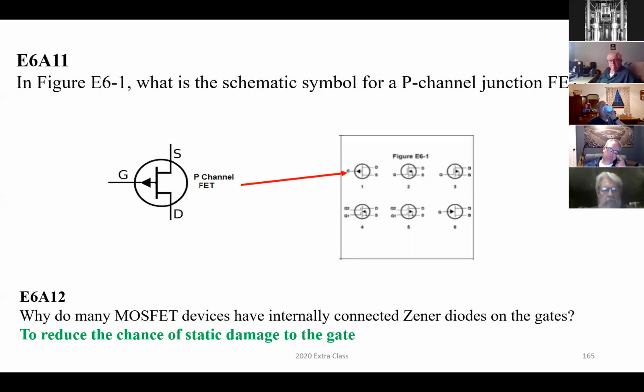All right, ready? Go ahead. Okay. 12. Why do so many MOSFET devices have internally connected Zener diodes on the gates? D, to reduce the chance of static damage to the gate.